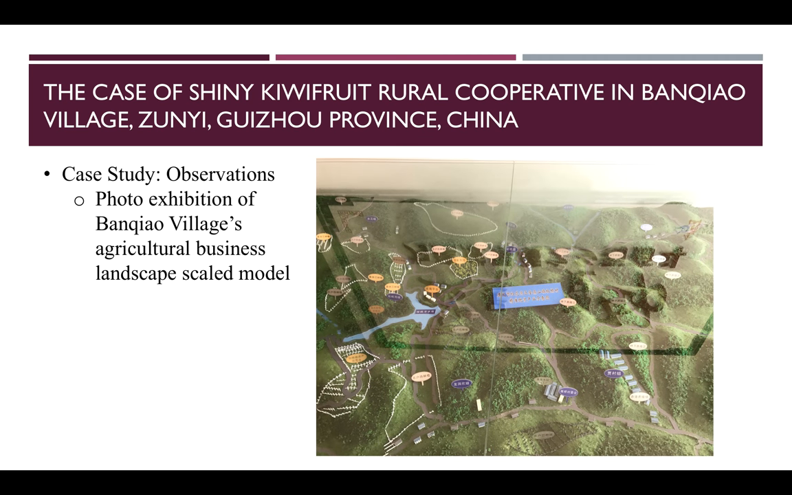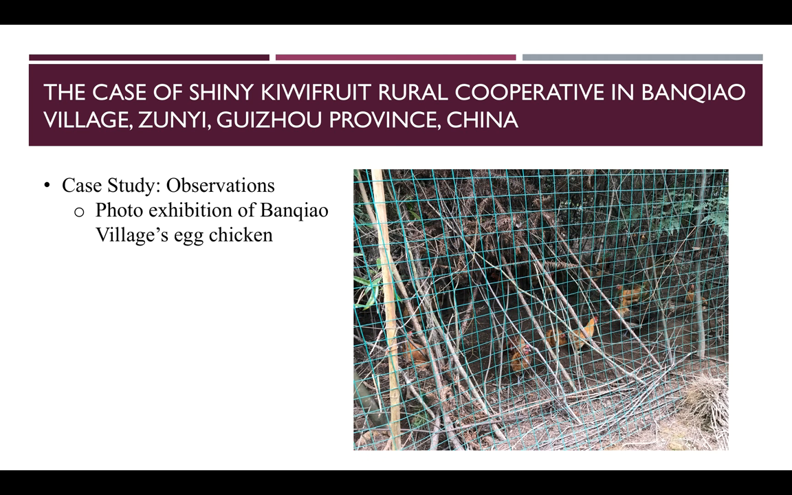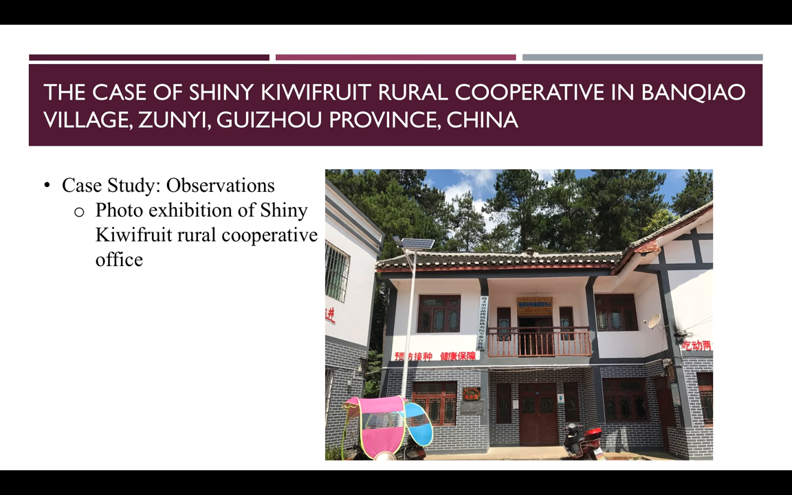This is the photo exhibition of the scaled model of Banqiao Village's agricultural business landscape, which I took in the village committee office, showing the wide scale of Banqiao's agricultural business and its diversity. This is the photo exhibition of Banqiao's egg chicken business alongside its major kiwi fruit industry. This is the photo of the Shining Kiwi Fruit Rural Cooperative office right next to Banqiao's village committee office.